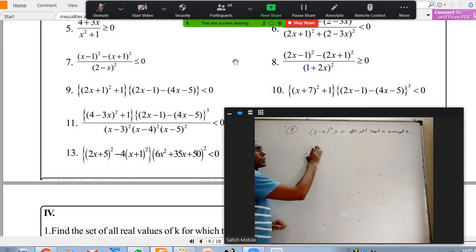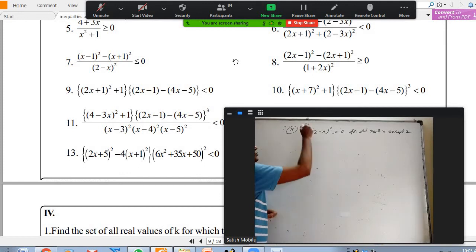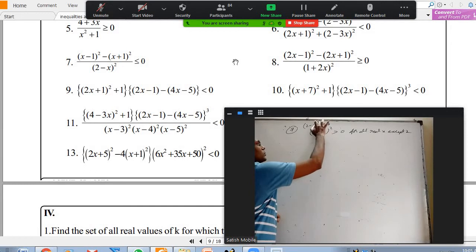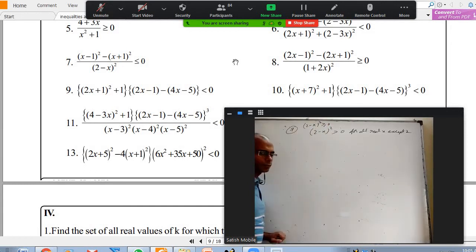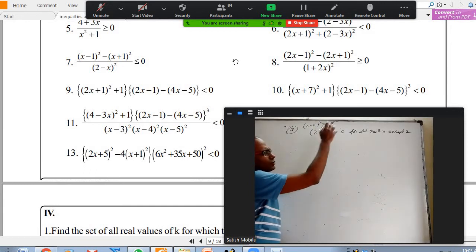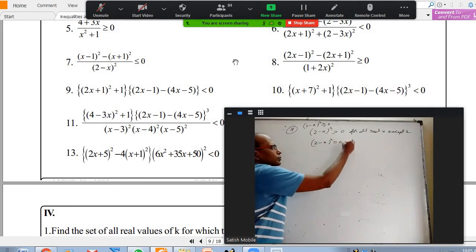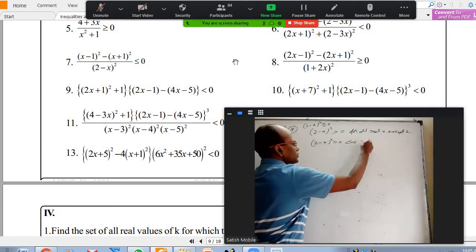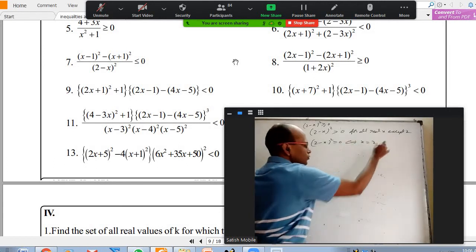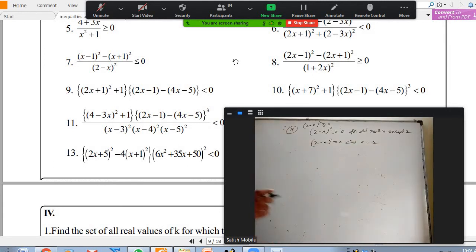If you take 2, it is 0. If you don't take 2, one thing for sure is positive. I can write first before that: 2 minus x whole square is always greater than or equal to 0. That much is clear, it cannot be negative. It is greater than 0 for all real x except 2, and 2 minus x whole square equal to 0 implies x equal to 2. So first of all, x equal to 2 should be eliminated from the question.